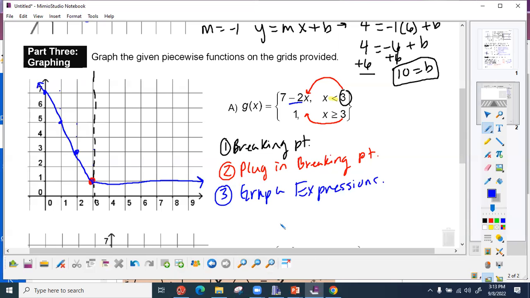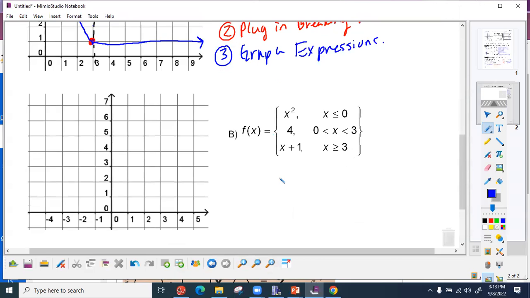Okay. All right, we're gonna do one more, and then I'm gonna be done. So the first one we have here, it's following the same steps. We want to identify our breaking points. So our breaking points here are at 0 and 3.